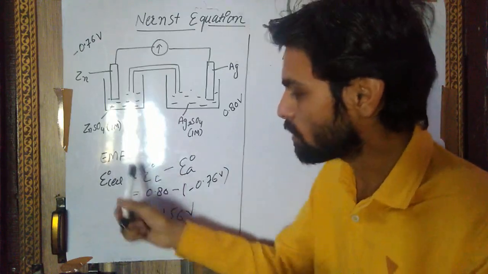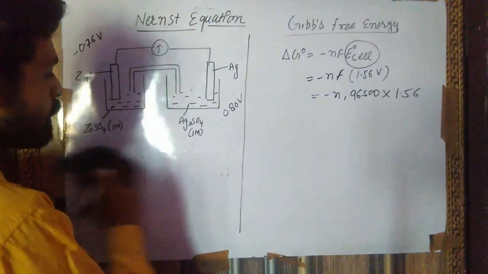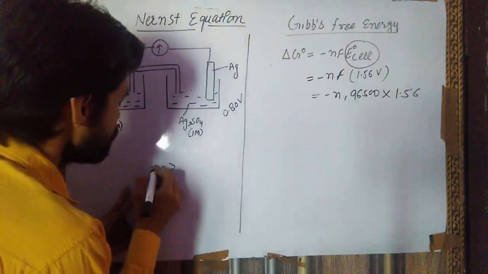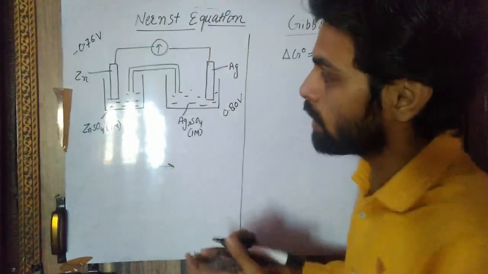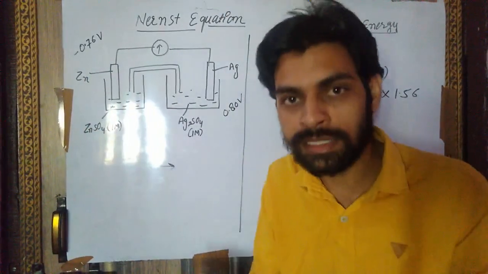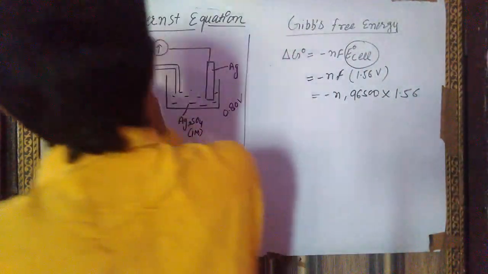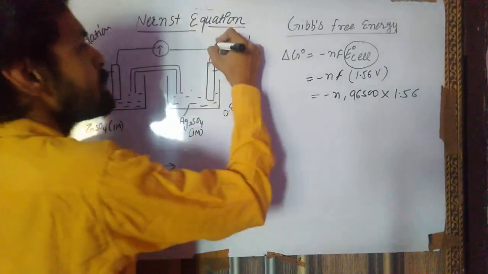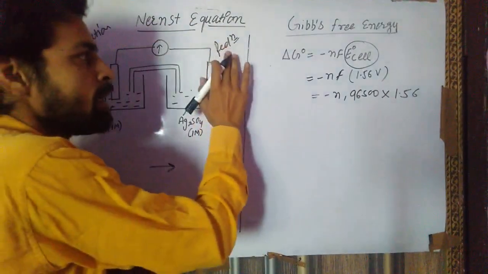So how we will represent the cell reaction? This is very easy. Just place a sign of arrow. We will write reactant and product. So here what is happening at anode? Oxidation is occurring. Oxidation means zinc will lose its electron. Here oxidation, and at right hand side, reduction. You will keep in mind always: here oxidation will occur, here reduction will occur.